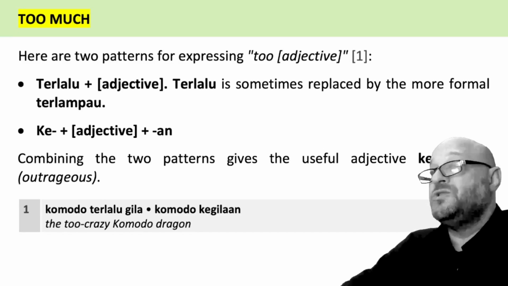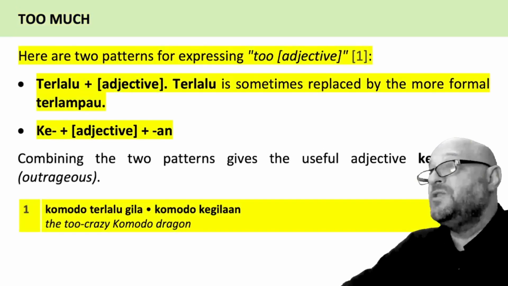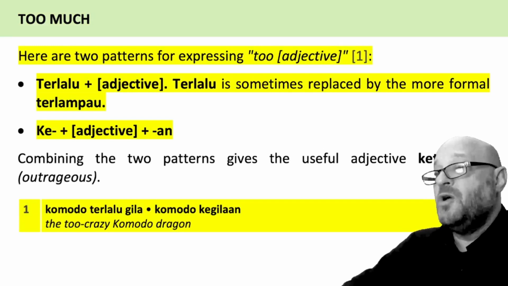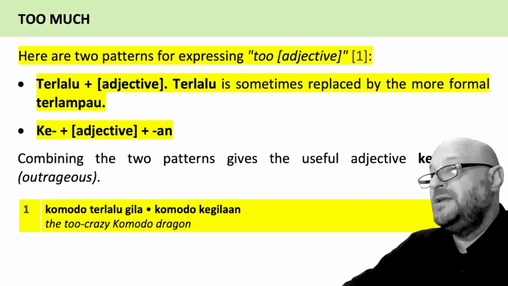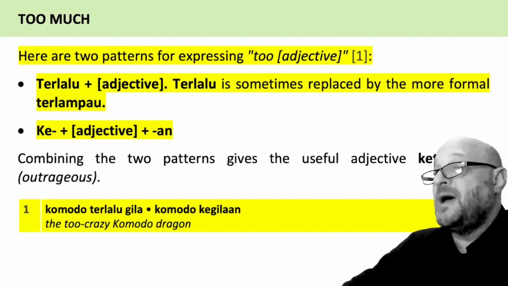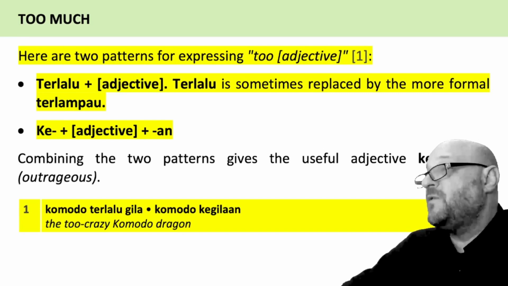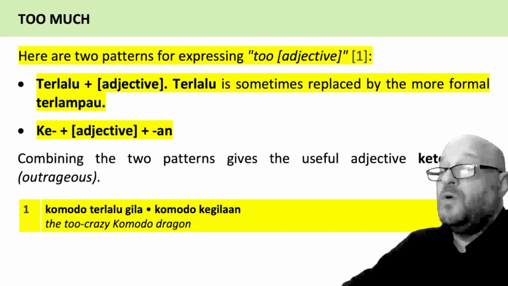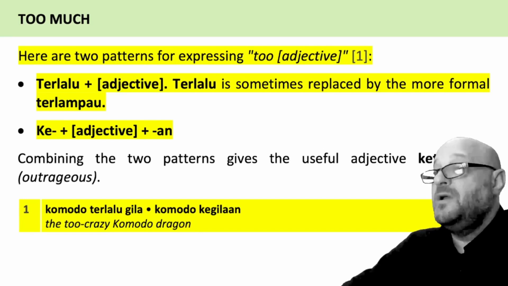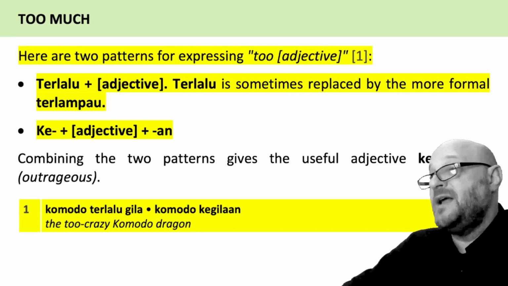Too much. Here are two patterns for expressing too adjective. Example 1. Komodo terlalu gila. The too crazy Komodo dragon, or Komodo kegilaan, as in example 1, is made up from the patterns terlalu plus adjective. Terlalu is sometimes replaced by the more formal terlampau. The second pattern in example 1 is ke plus adjective plus an.